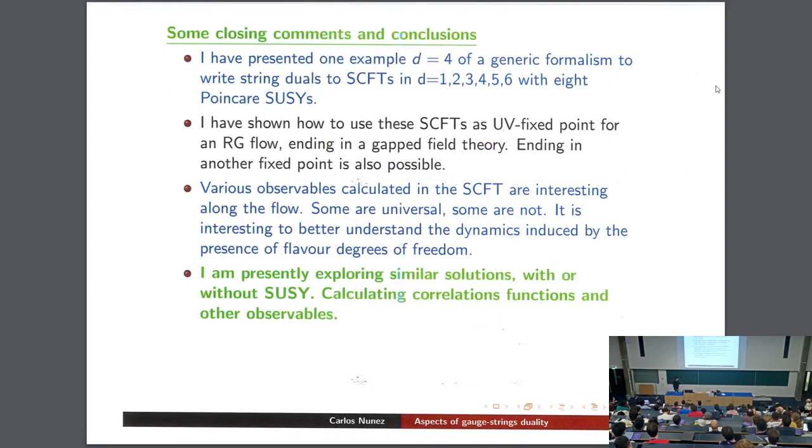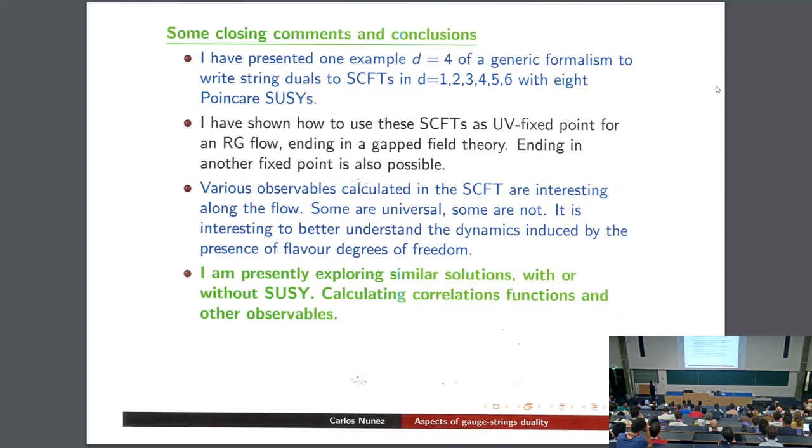I have presented one example, in an infinite family of examples in 4-dimensional N=2 conformal theories, of a formalism to construct holographic duals to these systems with 8 Poincaré supersymmetries. This can be generalized to all the possible dimensions where there is conformality and supersymmetry coexisting. I have shown how to use these conformal theories as a UV fixed point for an RG flow, ending in a gap field theory, and it's also possible, with different solutions I didn't discuss today, to end in another fixed point. Okay?